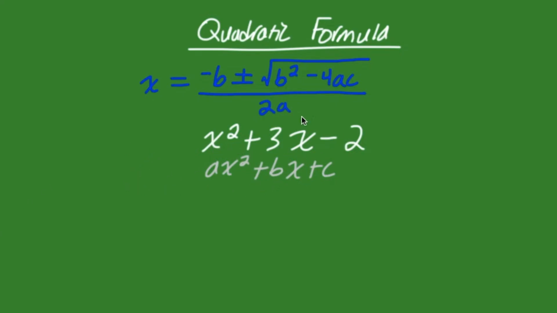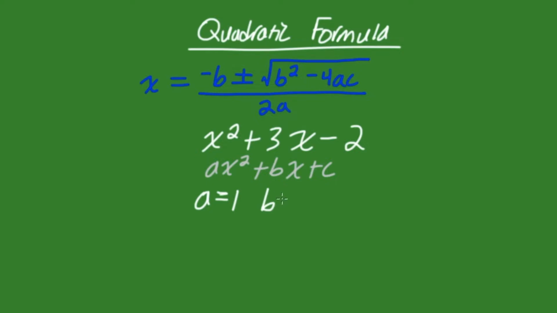So if we look at our quadratic here and compare it to the general formula, we can see that a is what's right in front of x squared. There is nothing in front of our x squared, meaning that our a is just 1, because 1 times x squared is still x squared. So we don't have to write the 1, it's just x squared. So we have a equals 1.